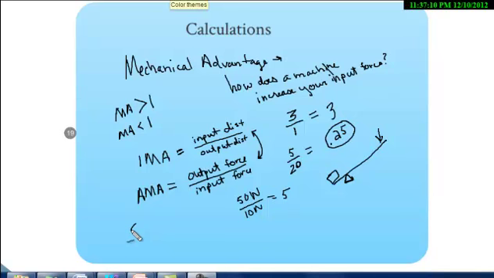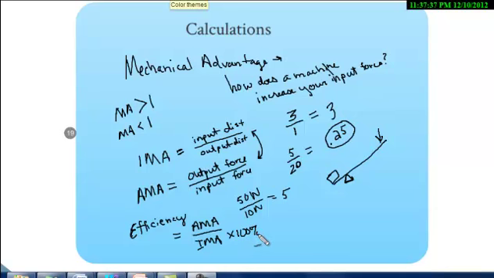And finally, we have efficiency. We're going to talk a lot more about actual mechanical advantage and efficiency later, but efficiency is basically a comparison of how close your actual mechanical advantage is to your ideal mechanical advantage. How much energy are we losing to friction? And it is equal to the actual mechanical advantage, AMA, divided by your ideal mechanical advantage, your IMA, times 100%.